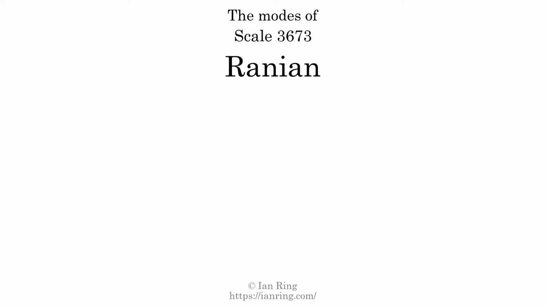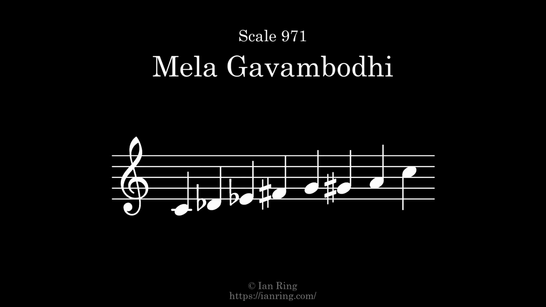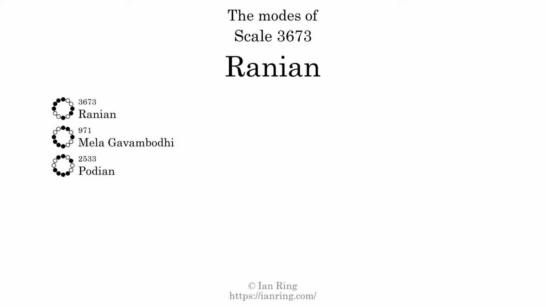This scale has 7 modes. The first mode is itself. The second mode is scale 971, also known as Mila Gavambodhi. It sounds like this. The third mode is scale 2533, also known as Podian. It sounds like this.